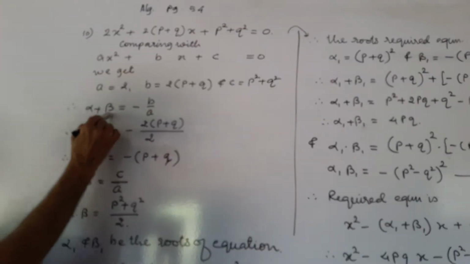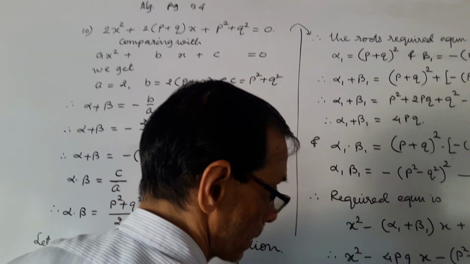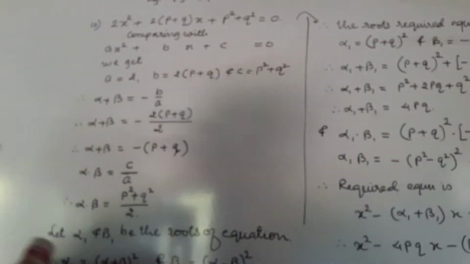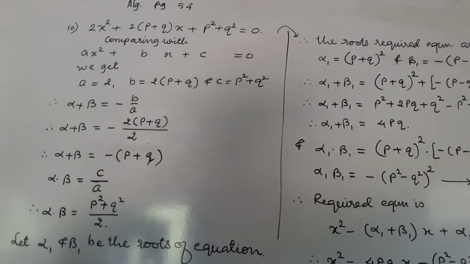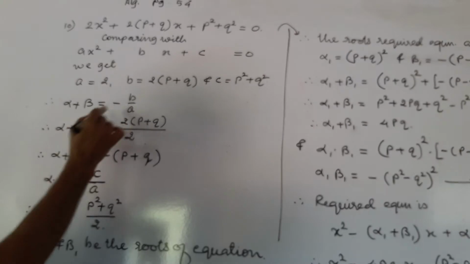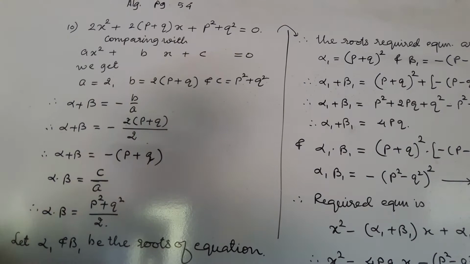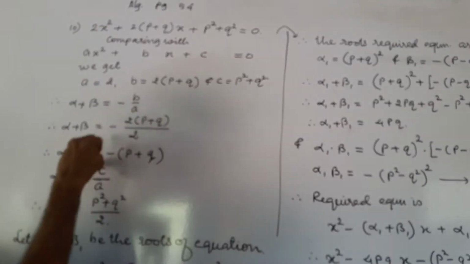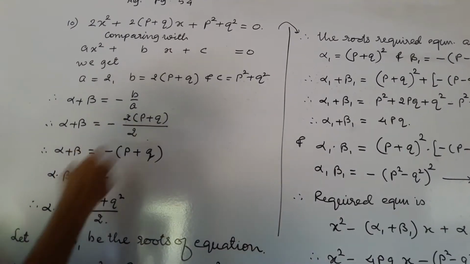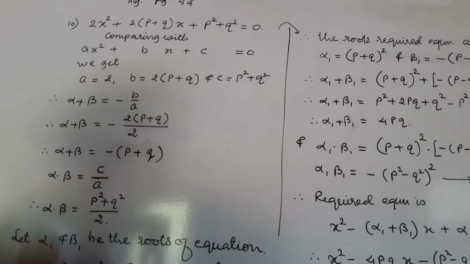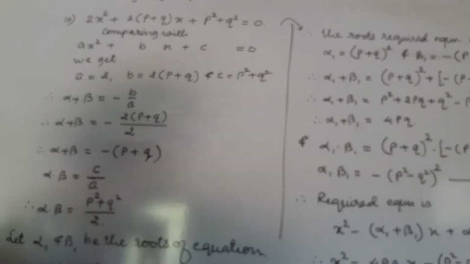And therefore the sum of the roots, as we know that whenever we write an equation, the sum of the roots is minus the coefficient b upon a. Therefore alpha plus beta is equal to minus b upon a, as we have the formula. But here b is equal to 2(p plus q), and a is equal to 2, and therefore alpha plus beta is equal to minus 2(p plus q) upon 2. So 2 and 2 will get cancelled, and we get alpha plus beta is minus (p plus q).